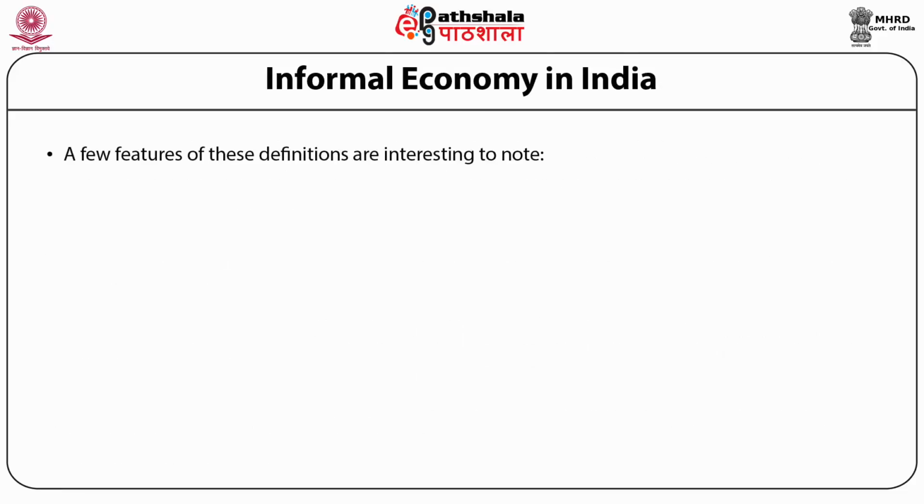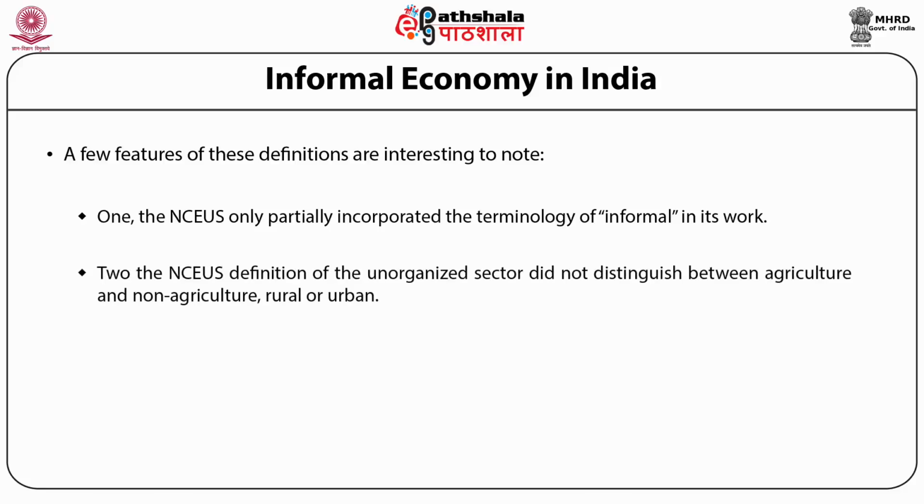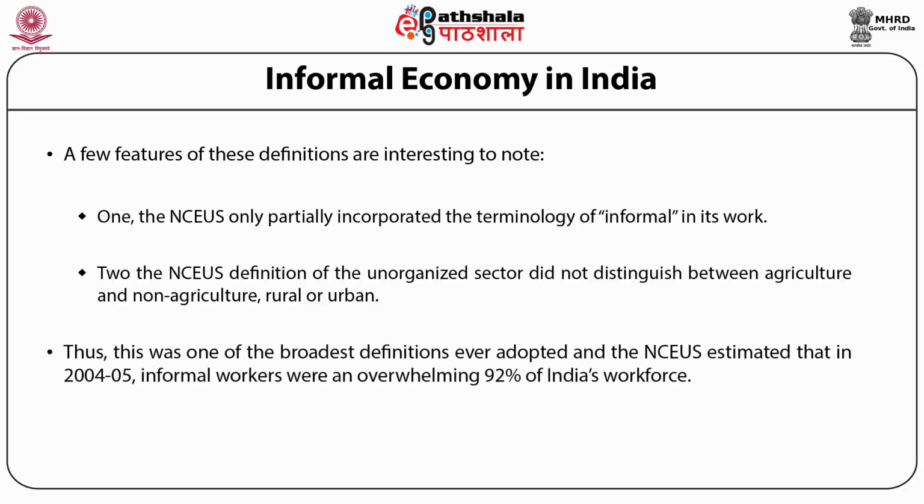A few features of these definitions are interesting to note. First, the NCEUS only partially incorporated the terminology of informal in its work. Second, the NCEUS definition of the unorganized sector did not distinguish between agricultural and non-agricultural, rural or urban. Thus, this was one of the broadest definitions ever adopted, and the NCEUS estimated that in 2004-5, informal workers were an overwhelming 92% of the Indian workforce.